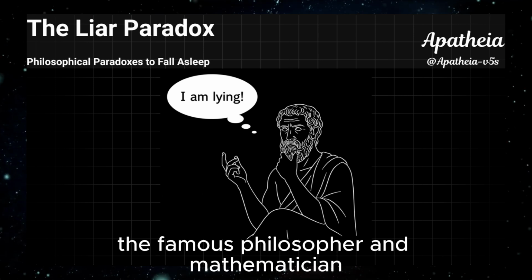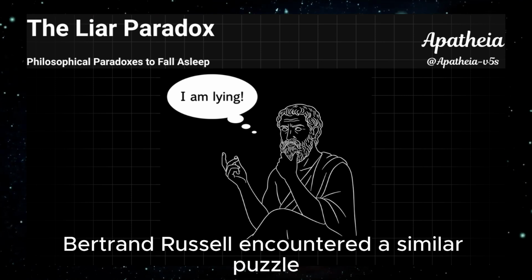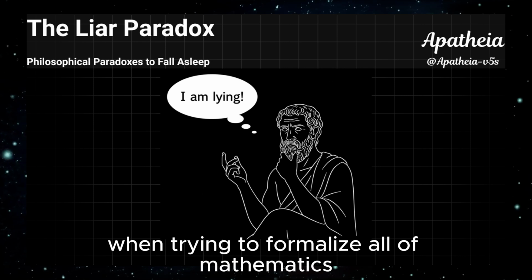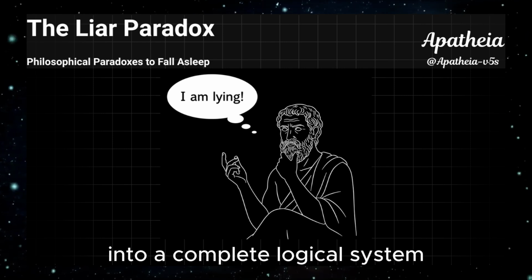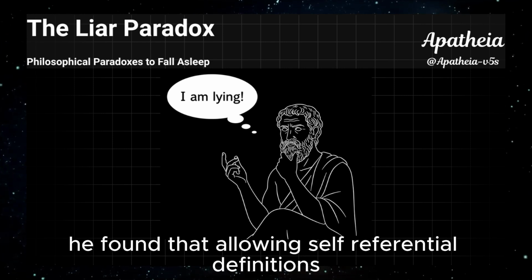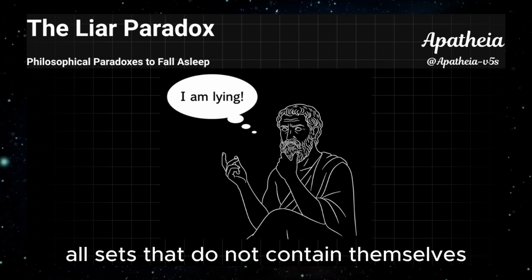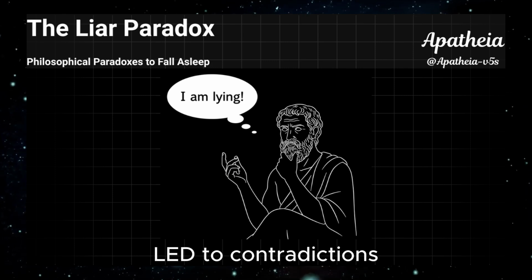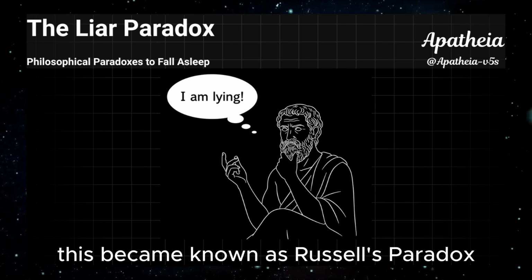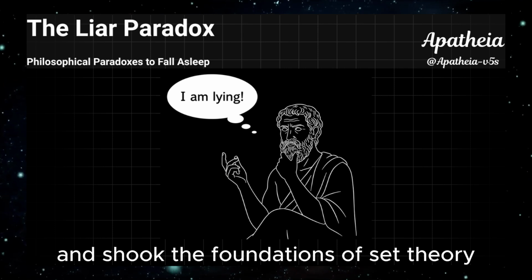The famous philosopher and mathematician Bertrand Russell encountered a similar puzzle when trying to formalize all of mathematics into a complete logical system. He found that allowing self-referential definitions, like the set of all sets that do not contain themselves, led to contradictions. This became known as Russell's paradox and shook the foundations of set theory.